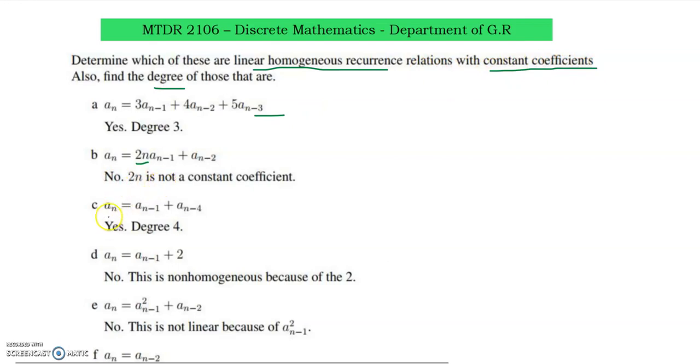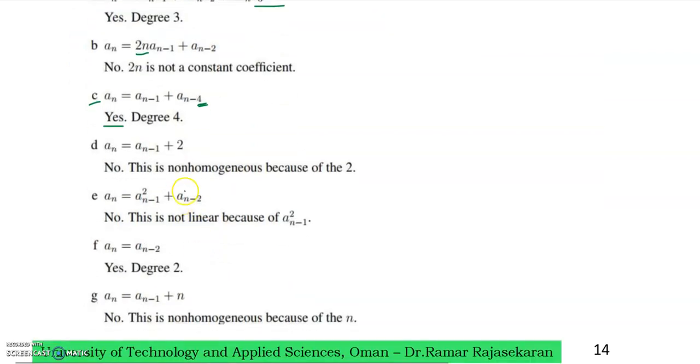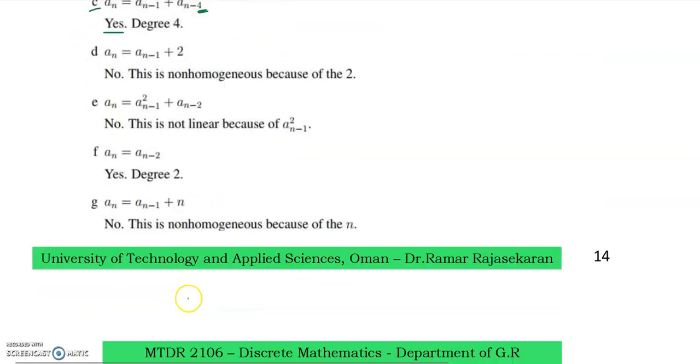Now this equation: constant, constant, constant, no n. And it is linear. It is homogeneous. Yes. So it is a linear homogeneous recurrence relation with constant coefficients. What is the degree? Degree is 4. Similarly, you can see the remaining questions also.